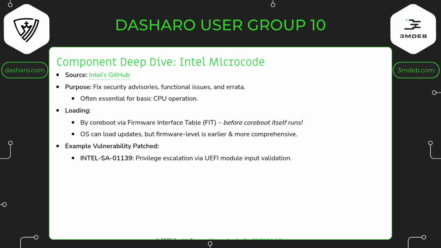So, microcode. The purpose is to fix security advisories, functional issues like the chip degradation infamous in Intel Raptor Lake processors, and some other errata. They are often essential for basic CPU operations. For example, an Intel CPU will not do much useful stuff, probably not even print anything to the serial console, unless microcode is provided via the firmware interface table. The OS can also load updates, but firmware level is earlier and more comprehensive, so it protects against more vulnerabilities. An example vulnerability would be Intel SA-01139, which is privilege escalation via module input validation.